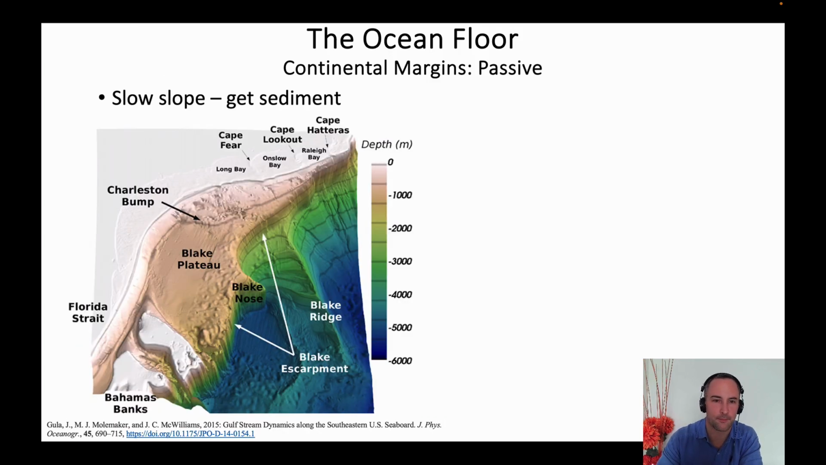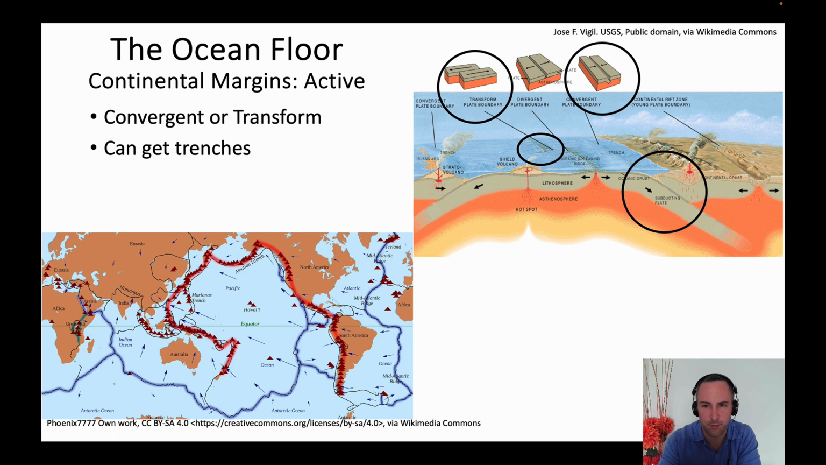So if you think about the passive margin off of South Carolina, you get the Blake Plateau, and what this looks like can be a little bit different in different locations. But this is essentially how things look underwater, again going down to 6,000 meters. So that nice wide shelf.